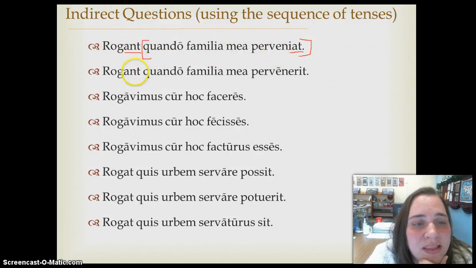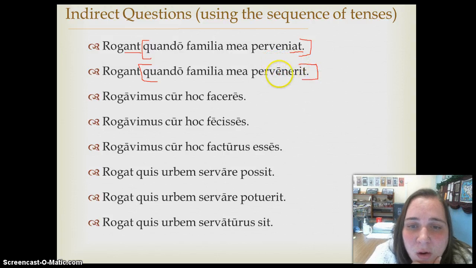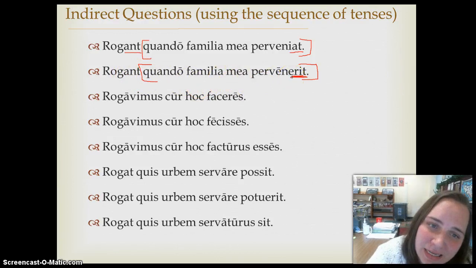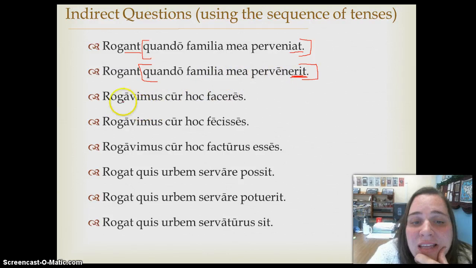Okay. Now, in this next sentence, we still have the indirect question, quando familia mea pervenerit, but now we no longer have the present subjunctive. We have the perfect subjunctive. So this is telling me that the action that happens in this indirect question happened before rogant. So we have to translate accordingly. They ask when my family arrived. Past tense.